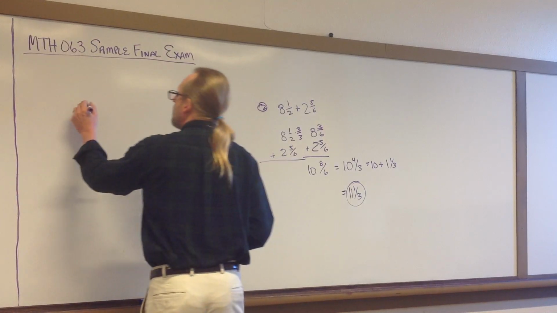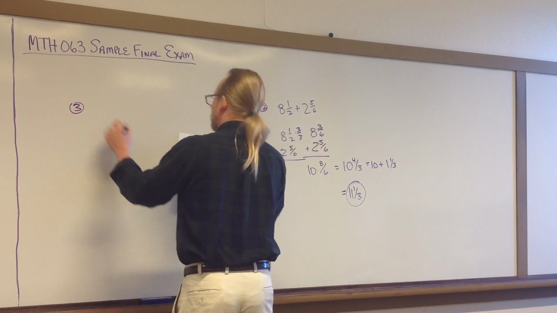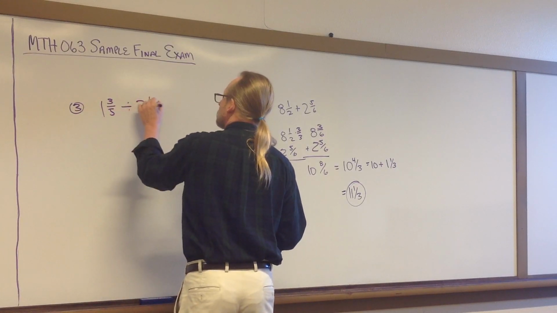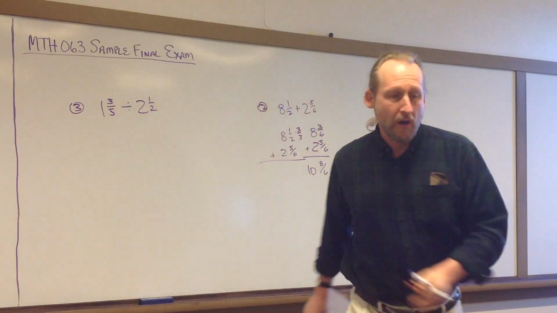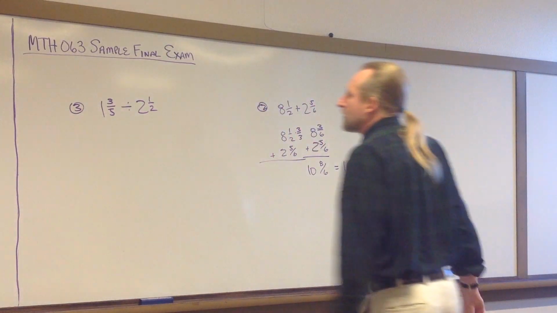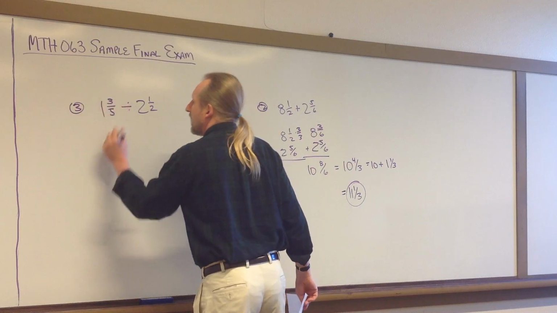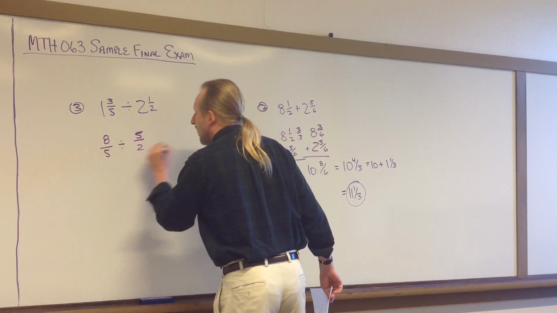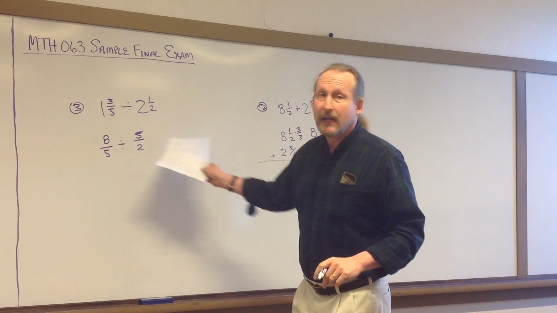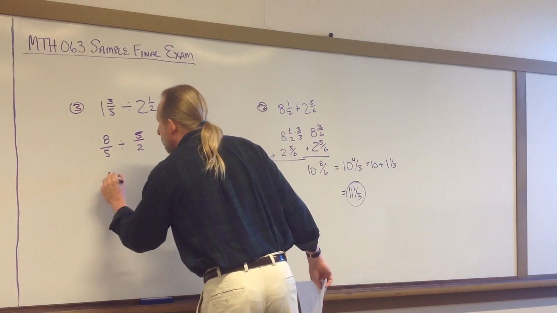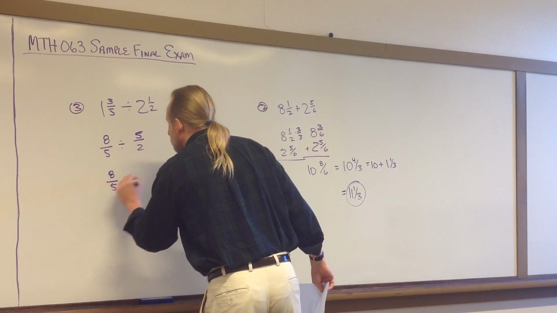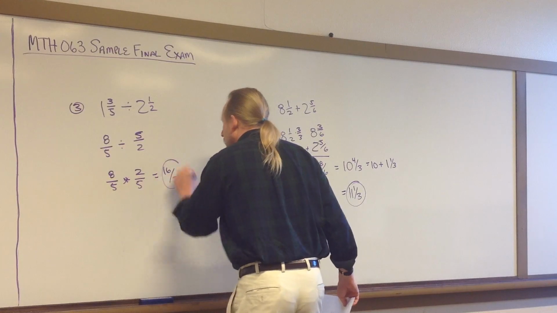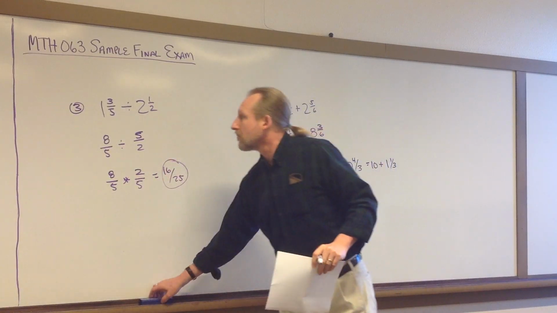Okay, problem 3. I've got 1 3/5 divided by 2 1/2. Here, I'm going to turn these into improper fractions. So 8/5 divided by 5/2. And then to divide by a fraction, we're going to multiply by its reciprocal, 2/5. And so this will be 16/25, and there we go.